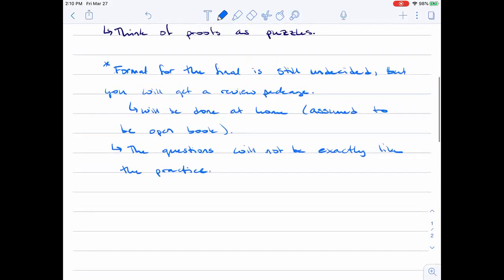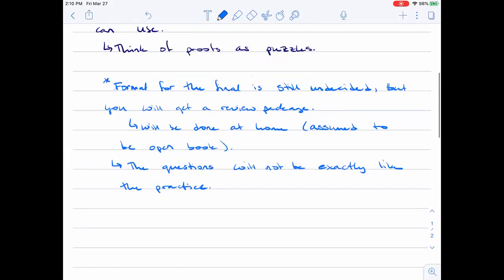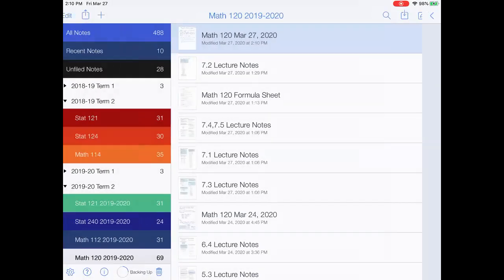But for this final, whether it covers everything or if it just covers what's missing, that's what we're deciding. But there will be a final exam, and it will be in the regular time. You'll get a review package. We're assuming it's open book, so that's why it won't be exactly like the practice, but the practice will prepare you. Okay.